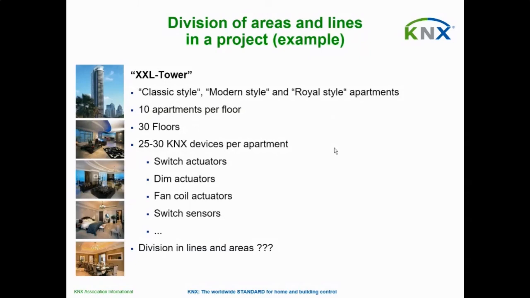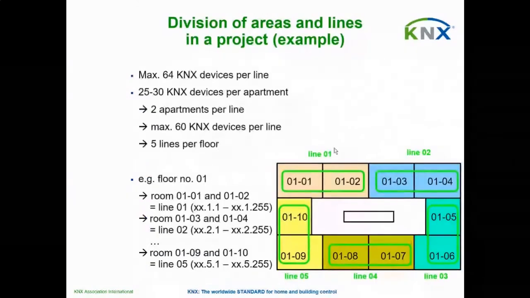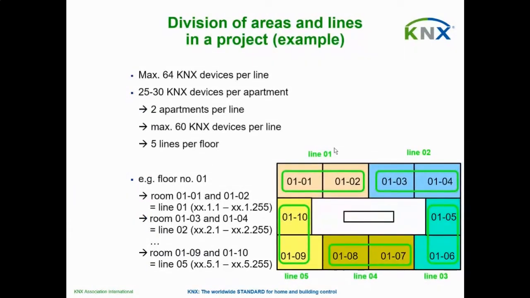Well, first thing we have to think is that we have a maximum of 64 devices per line. So, okay, let's have a look at that. Typically, we will have 2 apartments per line. So this is a nice, neat way to do it. 2 apartments per line gives us a max of 60 devices, which means on each floor, we're going to have a maximum of 5 lines.